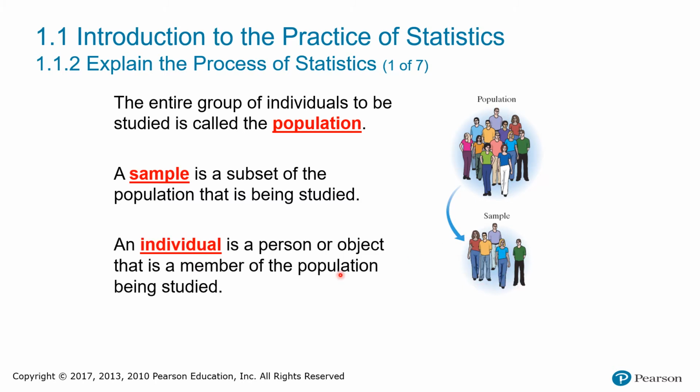And we can go even further to say an individual is a person or object that is a member of the population being studied. So in order, we start with our big population. From that population, we pull a smaller subset, a sample, and typically we would want that to be a randomized sample, which we'll talk about later. And from that sample, we have individuals.